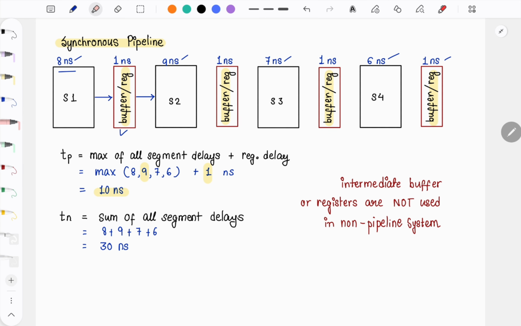Now for the non-pipeline system, we will add up all the segment delays, because we have seen that they are not working in parallel fashion. So we add up all the segment delays, and in this case we will not be considering these register delays or buffer delays. So the answer will be 30 nanoseconds.